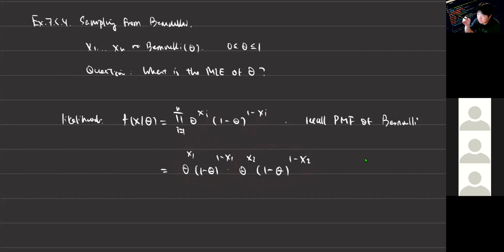Make sense? There are n of them, because here there's n. So I need to continue to write i equals 3, i equals 4, i equals 5, all the way to n. So this goes to theta^xn (1 minus theta)^(1 minus xn). All right.